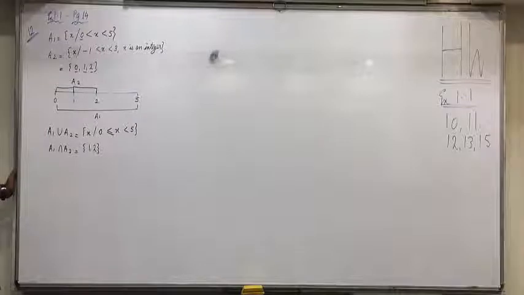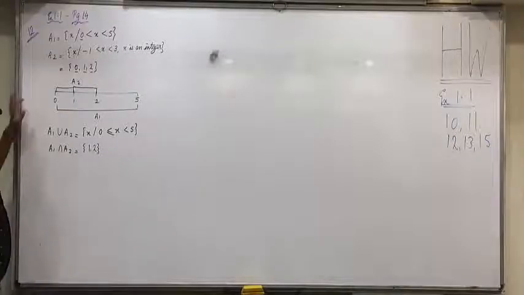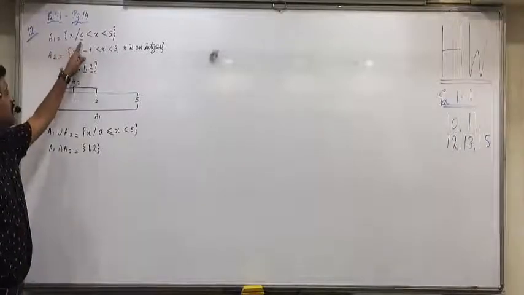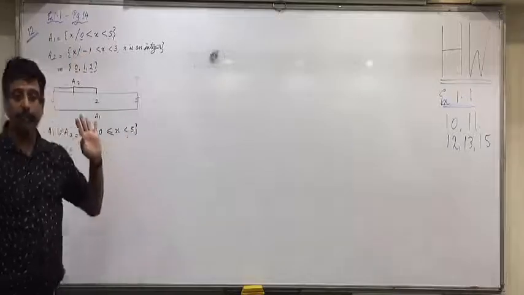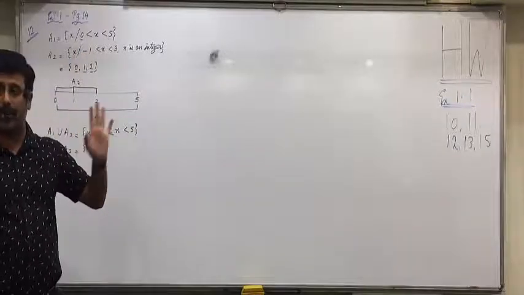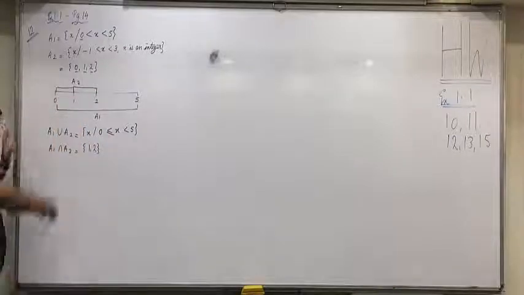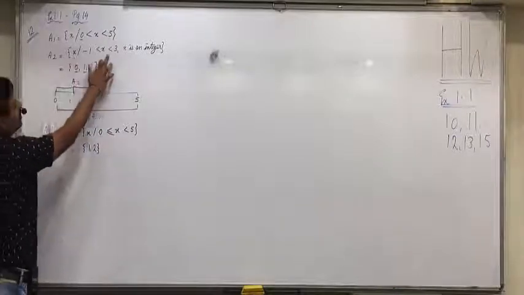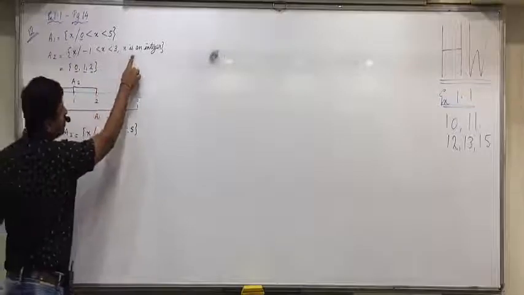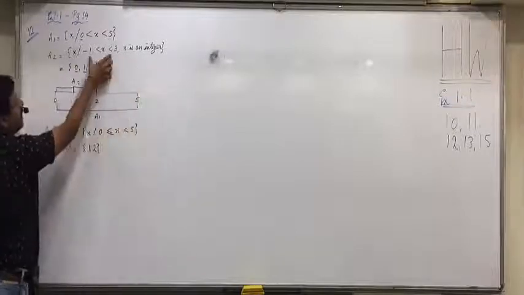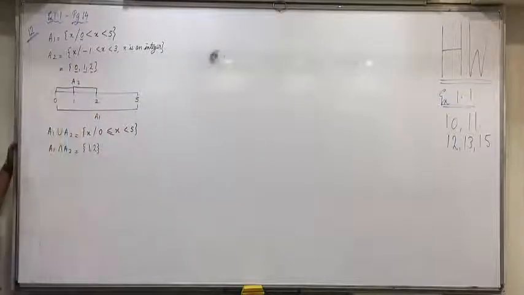I'll explain it one more time, then you write it down. Okay, more complicated ones will also come in the remaining three. First of all, A1: x such that 0 less than x less than 5. We cannot write it as 1, 2, 3, 4 until it is mentioned that x is an integer. Same way A2: x such that minus 1 less than x less than 3. We can write it because it is mentioned x is an integer. So between minus 1 and 3 you have 0, 1 and 2.